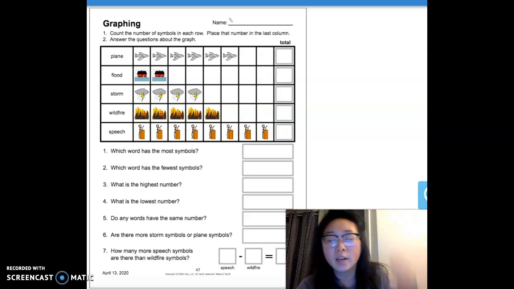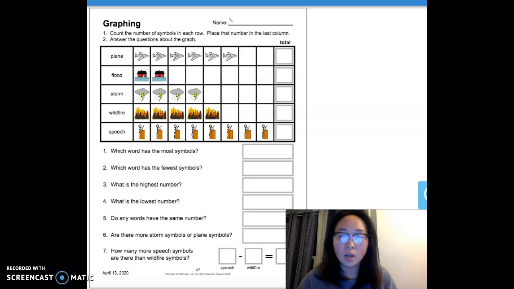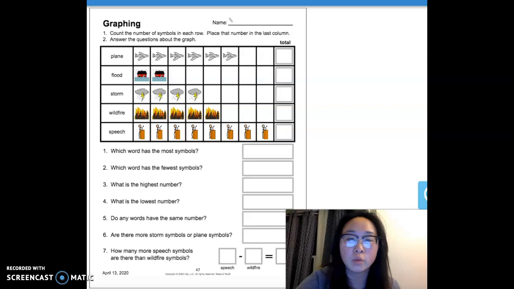All right, so we're working on the graphing page today. If this is not the same page that you have on your packet, then you should refer to the other video. There are two different versions of the graphing page. So for graphing, it says number 1, count the number of symbols in each row. Place that number in the last column. Number 2, answer the questions about the graph.